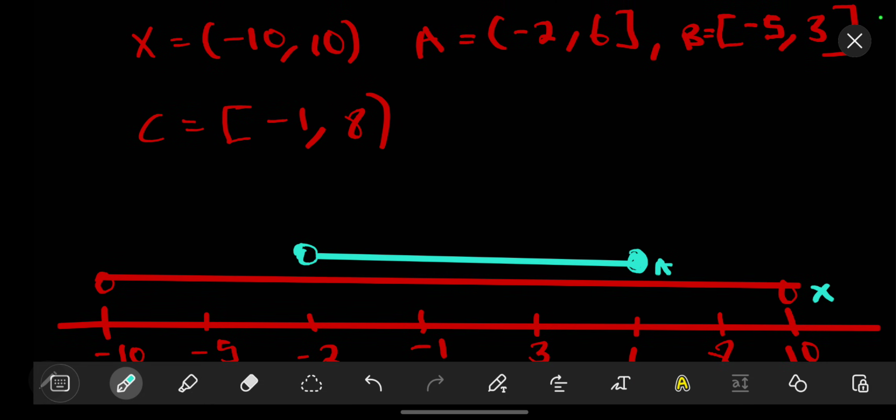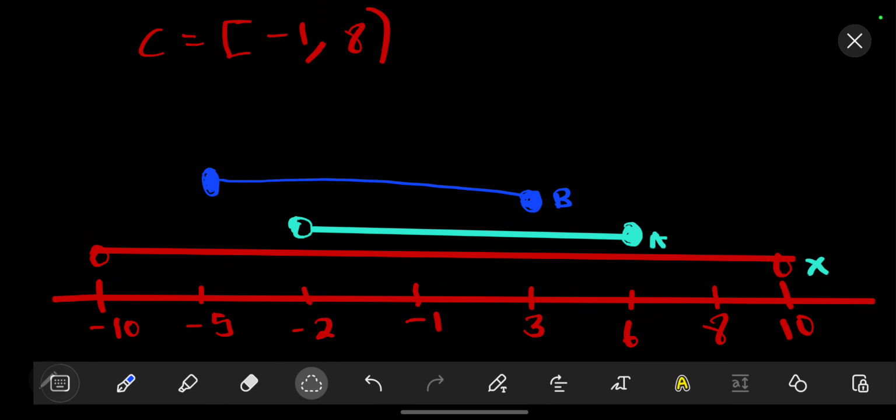If we look at our B, it is starting at our negative 5. So we have our negative 5, which is here, so our negative 5 should be included. Then we go to 3, which should also be included like that. So we can be able to shade them like that. So this is what we have. So this one is our B.